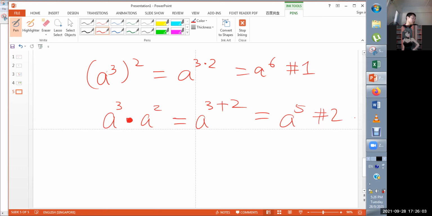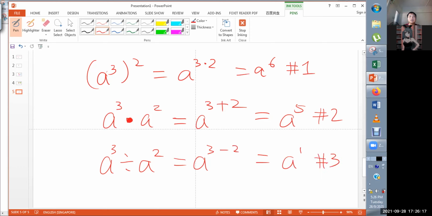Okay, so instead of times, now the question is actually divide. So if you have divide, then it will be minus. 3 minus 2 is 1. So this is rule number 3. Okay, so these are the 3 rules you have to memorize under indices law.